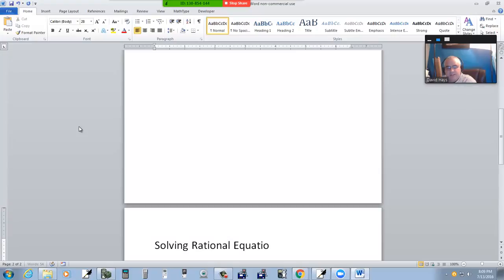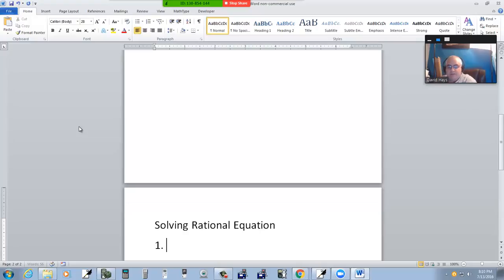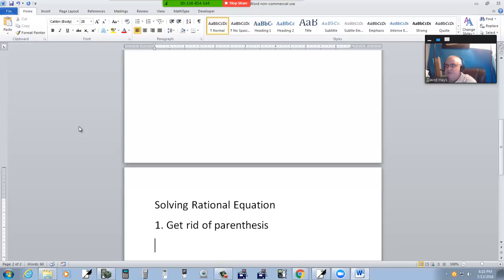Now, a rational equation is an equation with a variable in the denominator. So keep that in mind. To solve a rational equation, our first step is to get rid of parentheses, although very rarely do they ever have parentheses in them. We still do that via the distributive property. I won't write that down again. Our second step is to get rid of fractions.